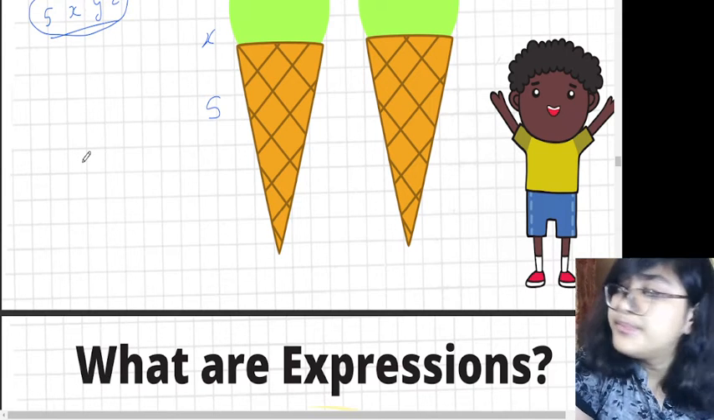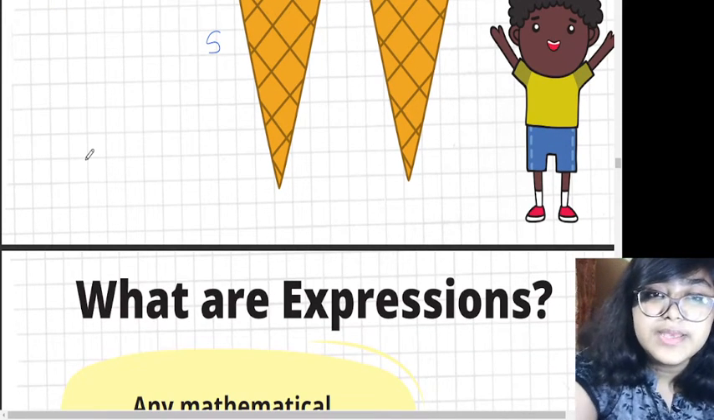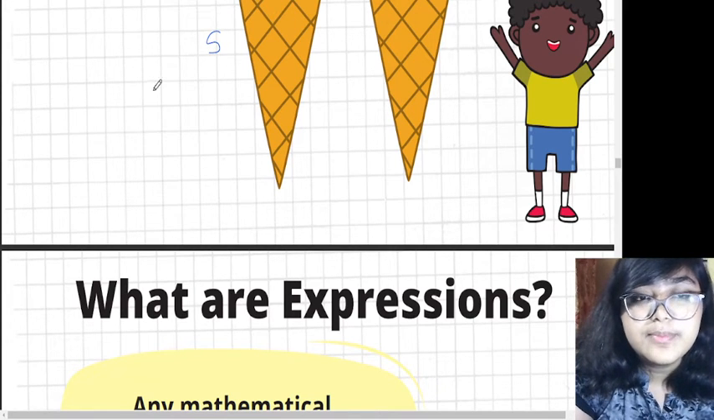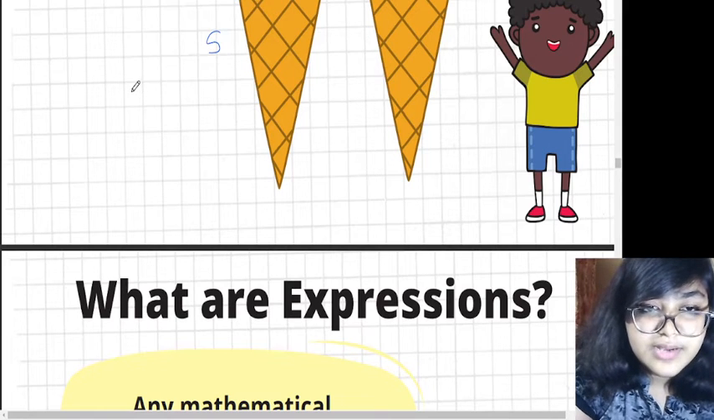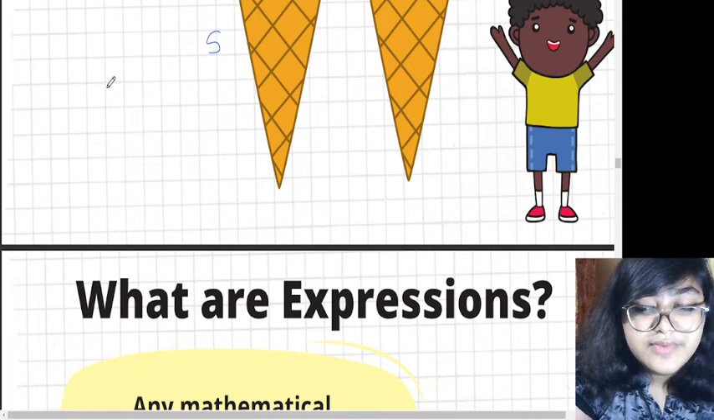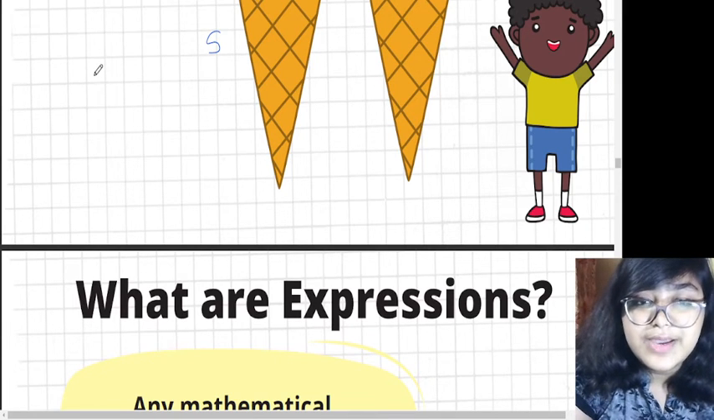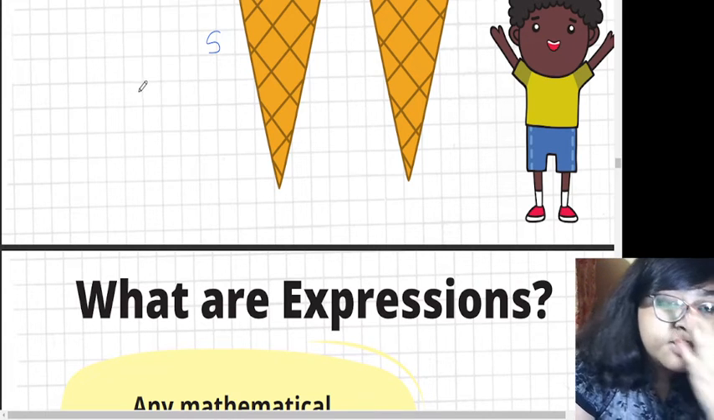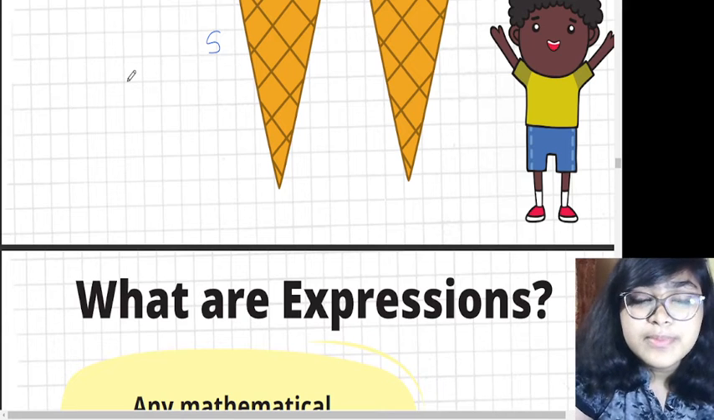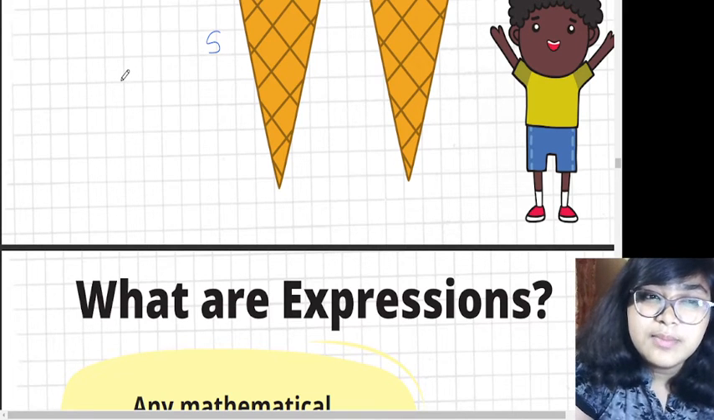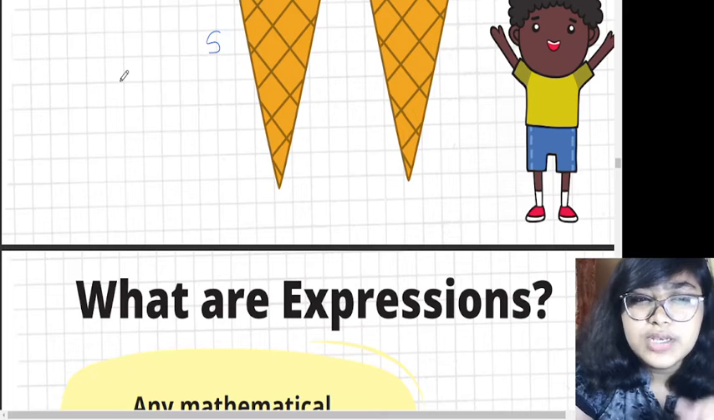So tell me, basically, suppose your ice cream fell from your hand. Suppose you were eating an ice cream and it fell from your hand. So you went to that shopkeeper and asked him or her to give another scoop of ice cream. Now the shopkeeper gave you an ice cream, but it has only 2 scoops.